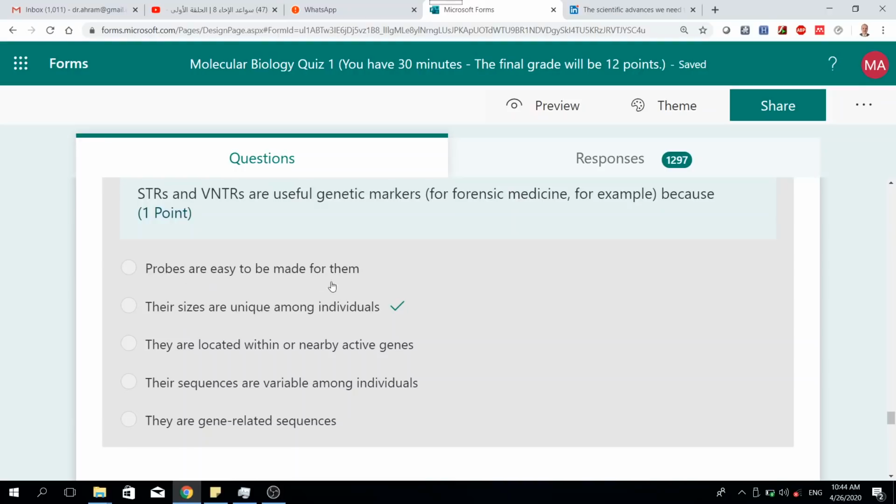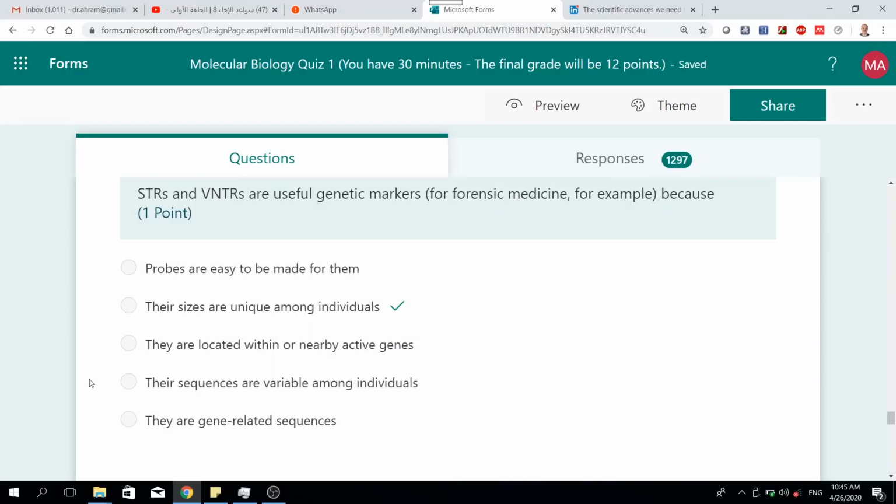Probes are easy to make for them? Well, no. That's not the reason why they are useful biomarkers. They are located within or nearby active genes? Not necessarily. Their sequences are variable? No. We said that their sequences are the same, but the number of repeats is different. They are gene related? No, they're not. They have nothing to do with genes.